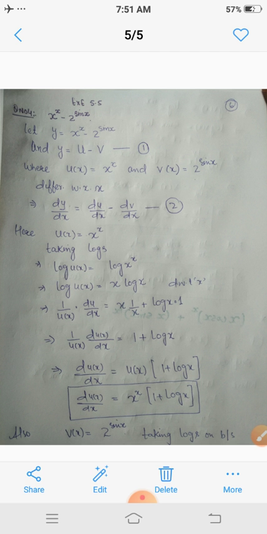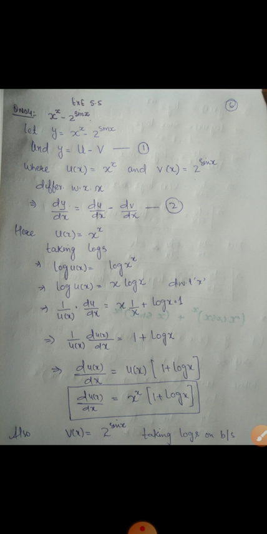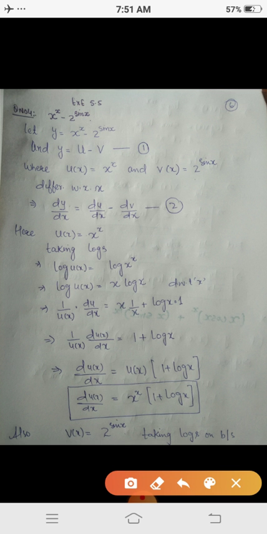Now today we shall do some problems of exercise 5.5. Now first example, which is question number 4 of this exercise, is: find the derivative of x raised to power x minus 2 raised to power sine of x. Now let y equals x raised to power x minus 2 raised to power sine of x.